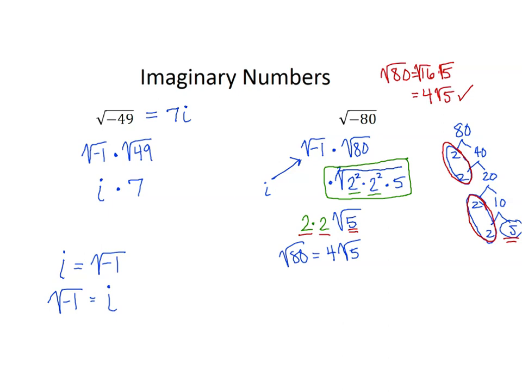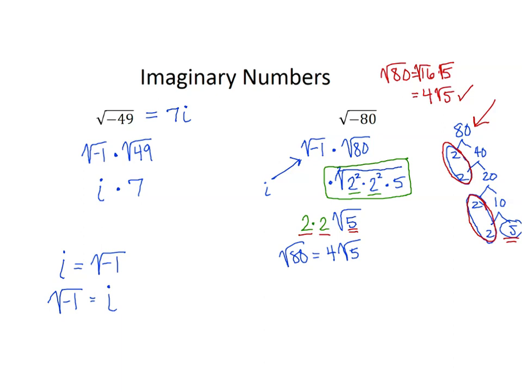But you can always do this method of the factor tree. And with the factor tree, anytime you have a pair, it comes out in front. You have another pair, comes out in front. And then whatever doesn't have a pair gets left inside. All right, so let's finish this problem because we're not done yet.